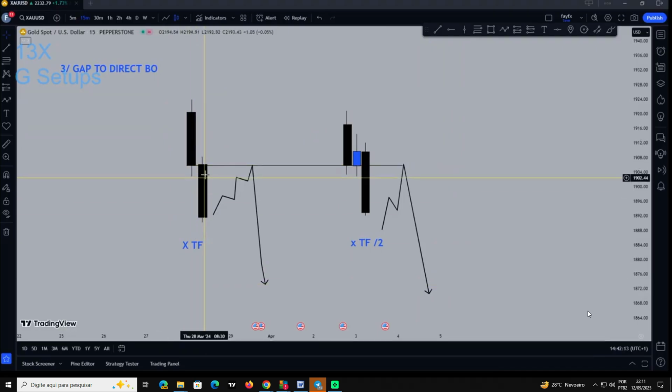We have a fresh gap in X time frame. One time frame lower than this, we get a direct breakout. Price will go up, visit that level and go down. We use this when there are big moves in the trend, especially in the New York session. This is the third entry on gaps.